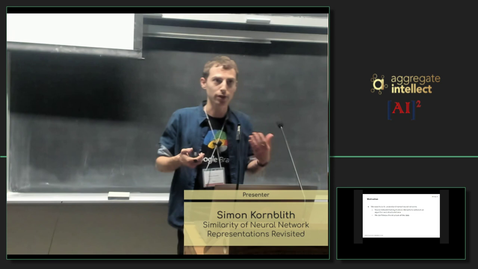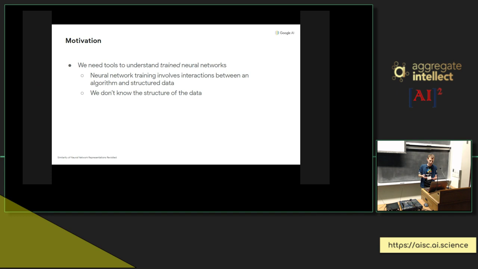understand the representations of trained neural networks. So why trained neural networks? Why not just study learning algorithms? Well, the problem is when we train a neural network, there's an interaction between the learning algorithm and some structured training data. We don't know the structure of the training data, so there's some limitation to what we can understand about how this trained neural network is going to act based on our knowledge of the learning algorithm alone. Ultimately, we need to study something that consists of both the learning algorithm and the data.